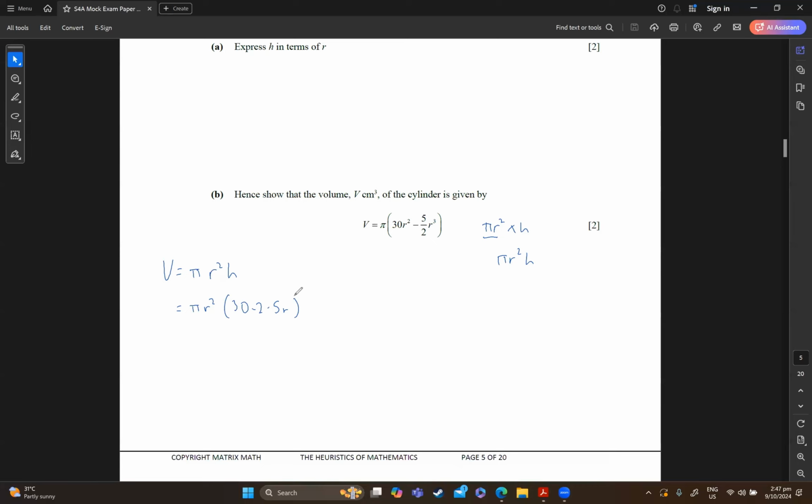So multiply the r squared inside because they want it to look exactly like this. So it's just pi bracket 30 r squared minus 2.5 r squared. Now they wrote the decimal as an improper fraction. So just write down 30 r squared minus 5 over 2 r. Apologies, r cubed. So r cubed. Okay. R squared times r should give you r cubed. So it's 5 over 2 r cubed.